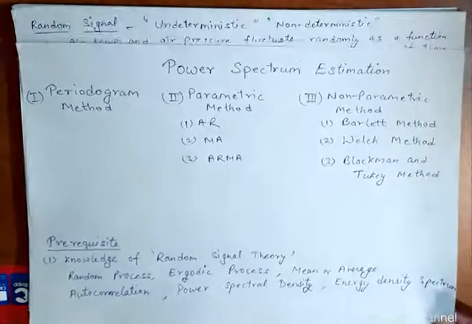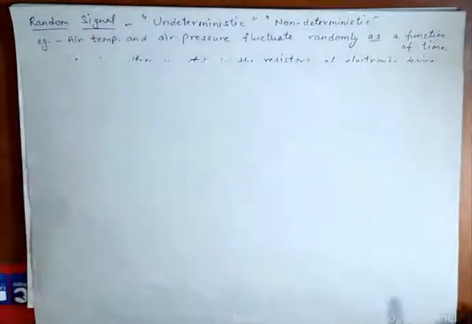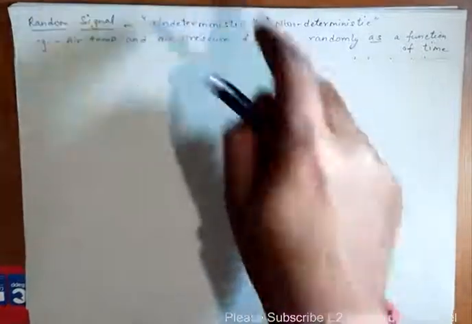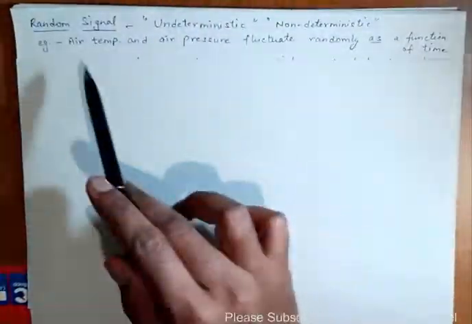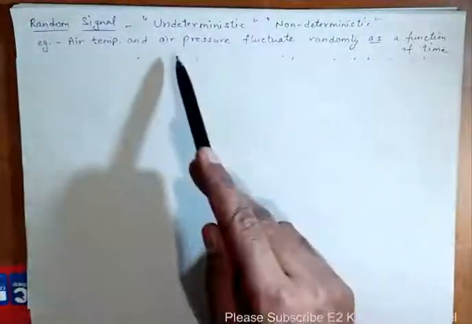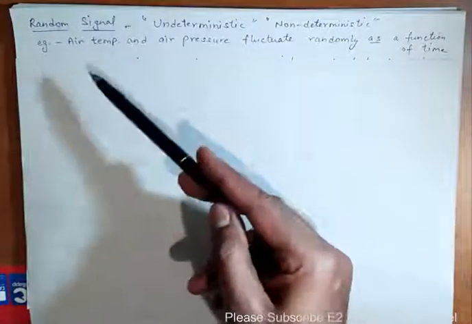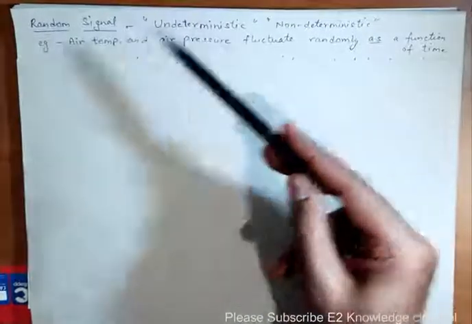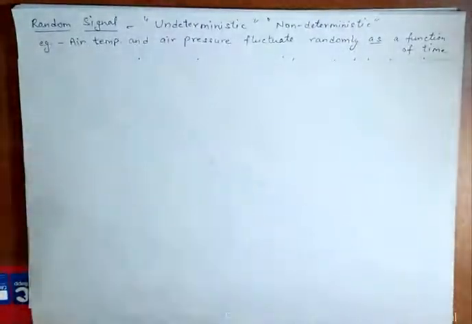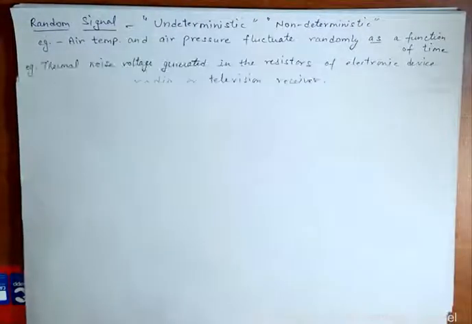And what is a random signal? We know very well that a random signal is a non-deterministic signal. That is, for example, air temperature, air pressure, which fluctuates randomly as a function of time. There are different temperatures in different cities, depending upon location and weather. So it is randomly fluctuating with time.